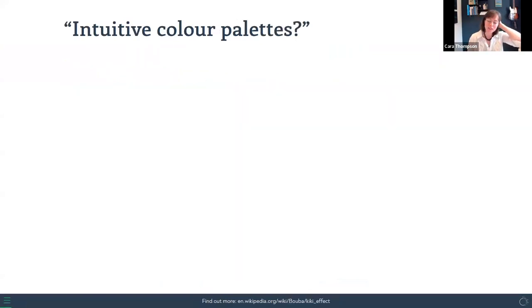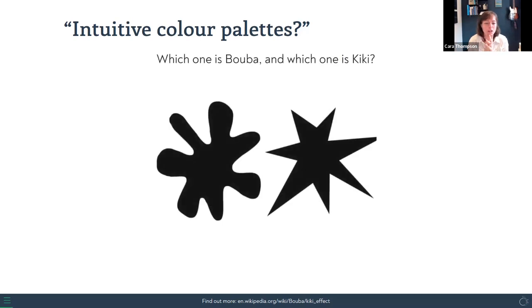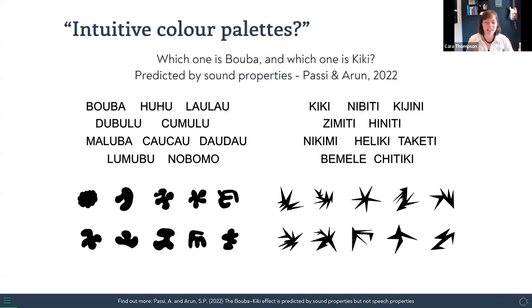So I talked about picking the right kind of colors, creating color palettes that are intuitive for our readers. If any of you have come from the world of psychology or linguistics, you might have come across this question before. Which one is Booba and which one is Kiki? There's quite a big consensus that Kiki is this spiky one over here, because of the way that the sound maps onto the shapes. This was first talked about in 1929 with the notion of sound symbolism, and people are still looking into it today.